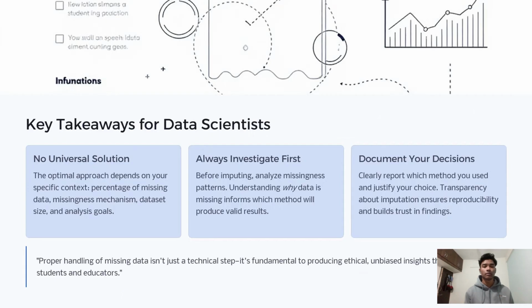Now, to conclude, missing data must be handled carefully because it directly affects the quality of insight. And we should always understand why values are missing before choosing a method. And finally, always document your approach. This builds trust and makes the analysis reproducible. Properly handling missing data is not just a technical step, it is essential for producing unbiased and meaningful results that benefit both students and educators.